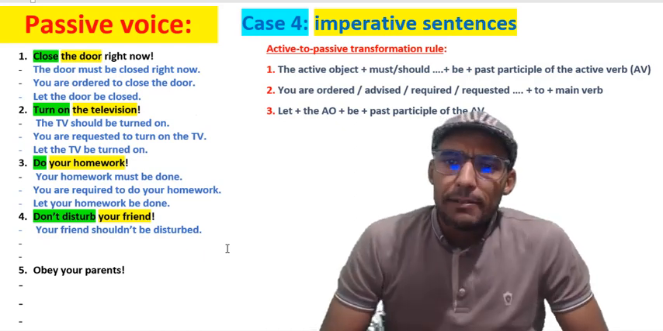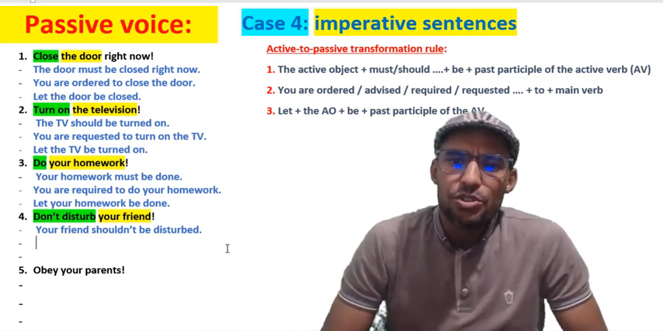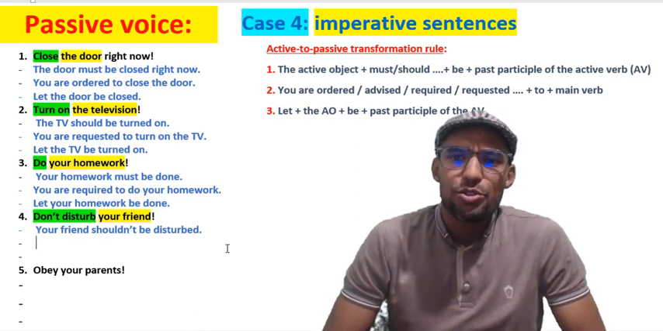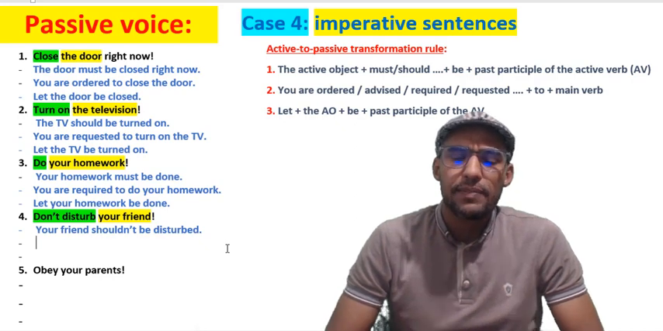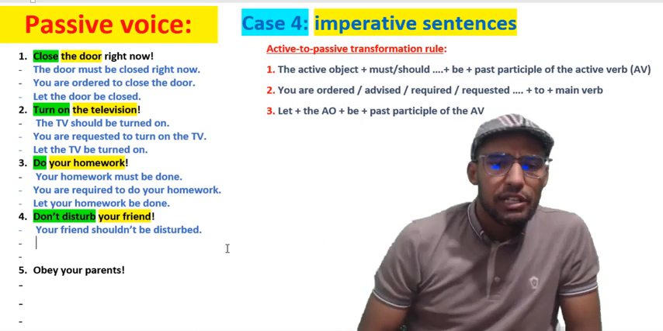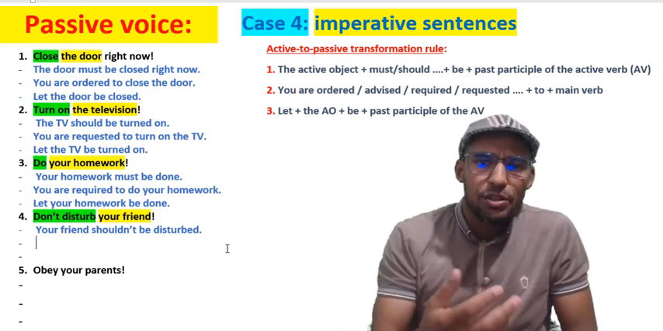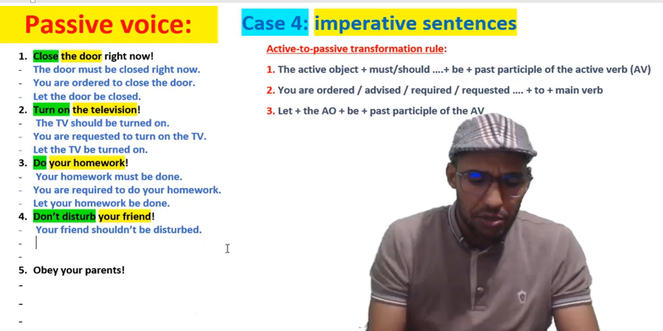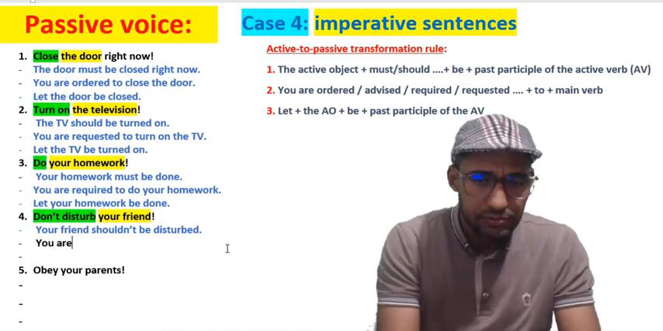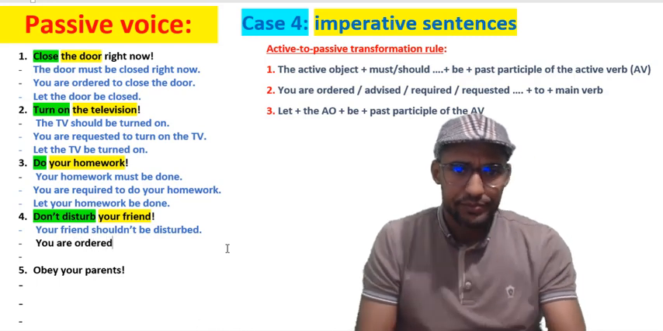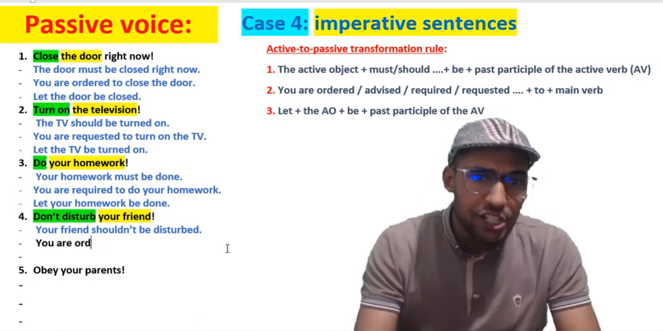Okay, so let's use, if you like, we can use advice. You can, right? Okay, so let's use the order. Let's imagine or suppose that someone with a higher authority is ordering, let's say, a boy or whosoever, to obey. Okay, so we say here, you are ordered, or you are obliged if you like.